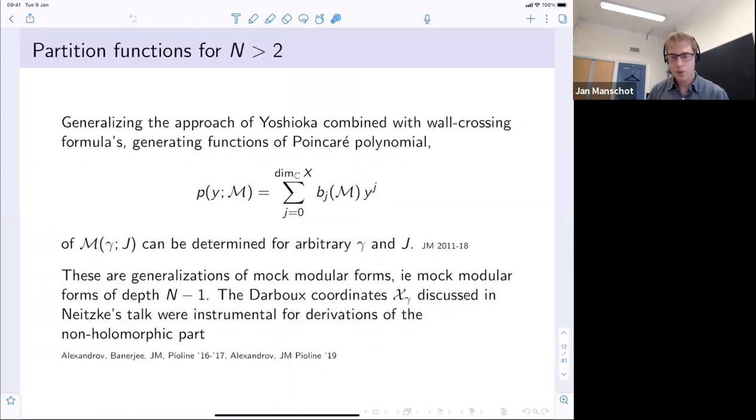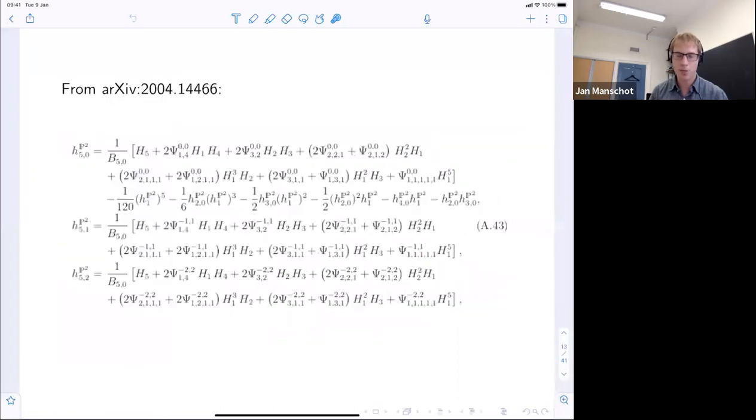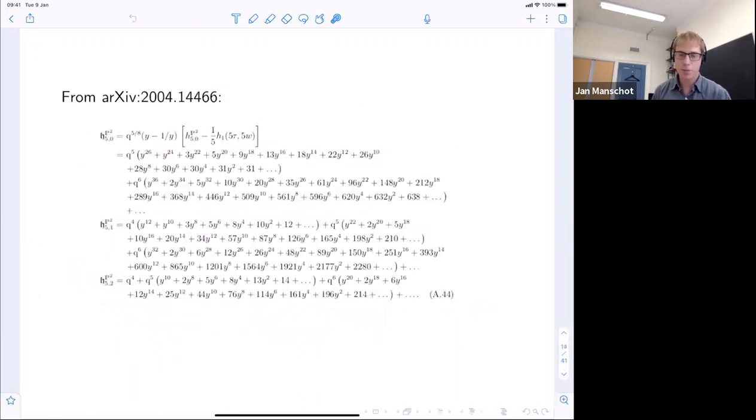Okay, so just to illustrate what one finds if one goes to partition functions for larger rank gauge groups, here we have an example in the paper with Boyer and Pioline. We determined these generating functions for U(5). It takes the following form, where all the functions on the right hand side are completely explicit, and you can make generating series for small q, and one finds on the right hand side the explicit Poincare polynomials of these moduli spaces.